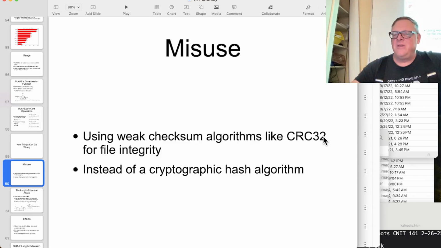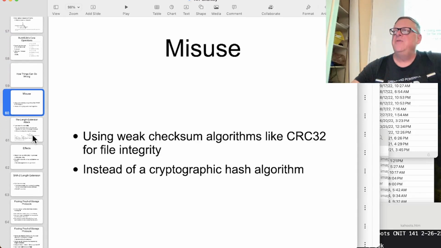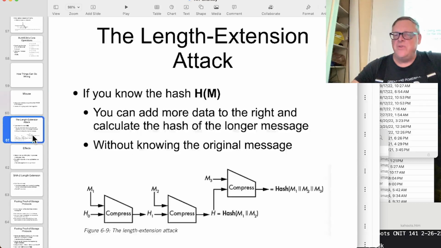So you use a weak algorithm like CRC32 for file integrity. That's not going to work. That system is not strong enough. It's not a strong enough hash. It's easy enough to forge a message which will have a CRC32 you choose.